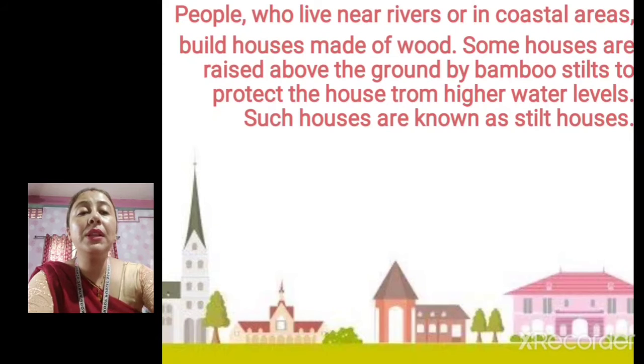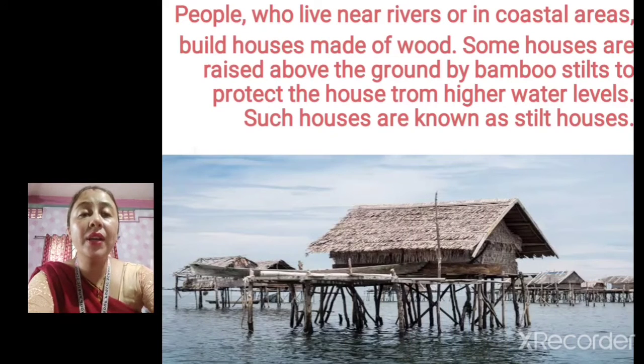Children, people who live near rivers or in coastal areas build houses made of wood. Such houses are raised above the ground on bamboo or steel stilts to protect the house from higher water levels. Such houses are known as stilt houses. People who live in areas of heavy rainfall, where the water level may rise, build houses out of bamboo or wood and raise them above the ground to protect themselves from the rising water level.